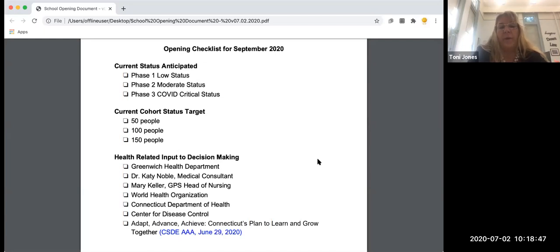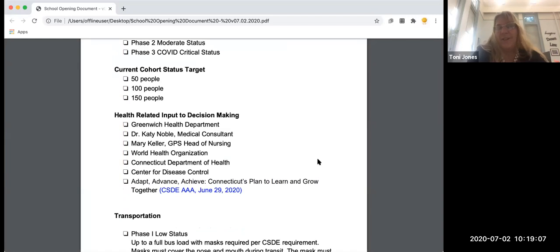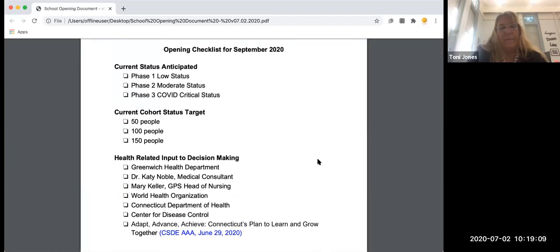Our health-related input for decision making is just making sure that before we decide what level we're at, what the cohort grouping is, we've checked all of these resources that we are expected to check. We check with the Greenwich Health Department. We'll check with Dr. Noble. Remember when she was on the call with me, and Mary Keller, as I was making the decision last time to shut the doors. The World Health Organization, Connecticut Department of Health, the CDC, and the CDC has the compliance document just for schools. And then, of course, the document that was just issued, just going back through and making sure we haven't missed something.